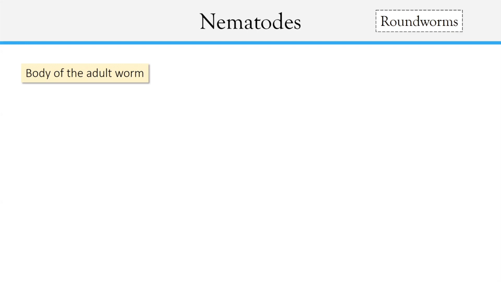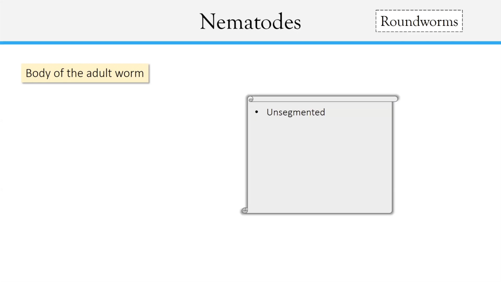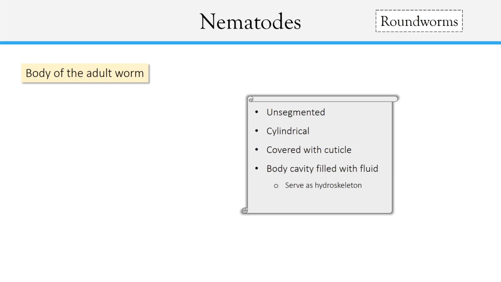So, nematodes or roundworms. What is their body structure? What we should know about how they are organized? Their body is not divided into segments. It is of cylindrical shape. It is covered with cuticle and the body cavity is filled with fluid that serves as hydroskeleton and also participates in metabolism.